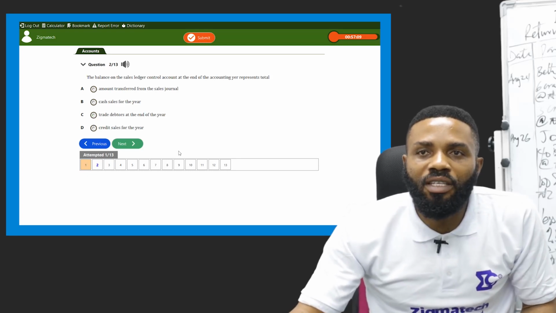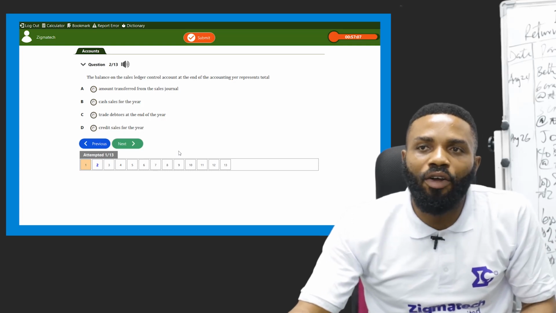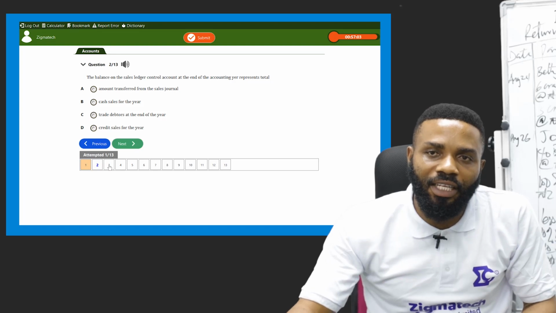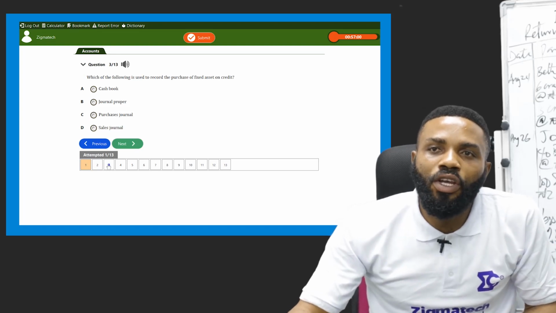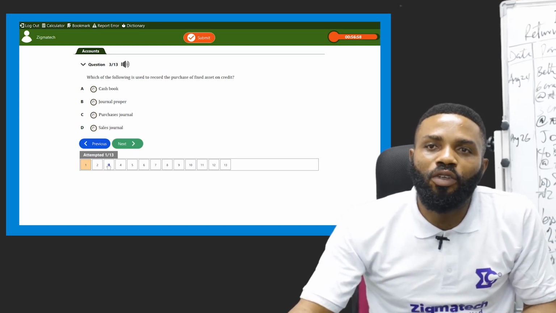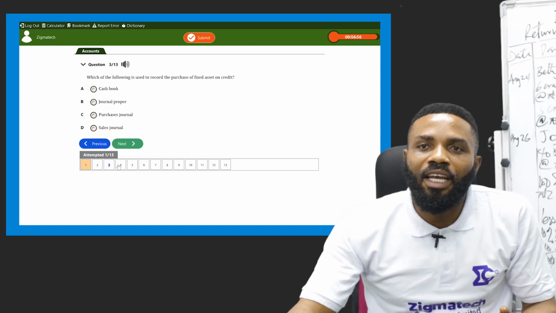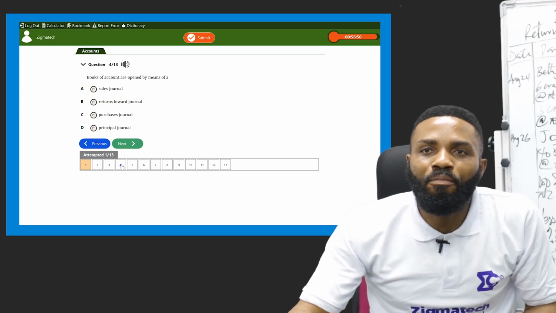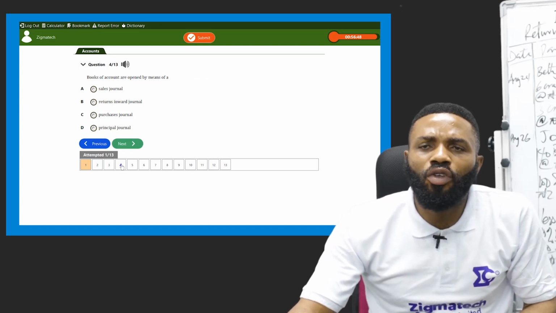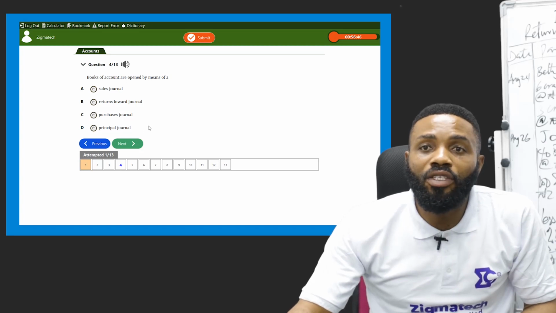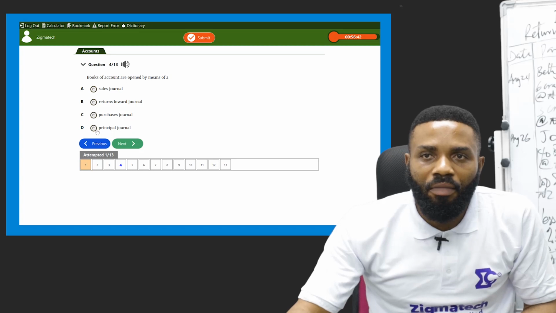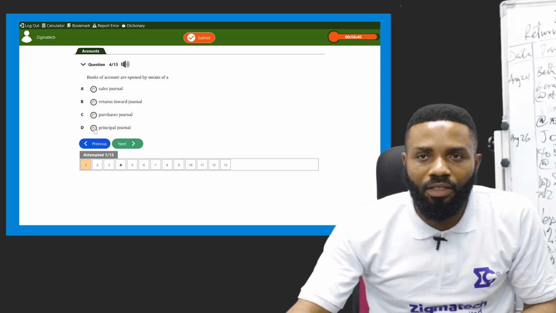The balance on the sales ledger control account at the end of the accounting year represent, this is for sales ledger. Which of the following is used to record purchase of fixed asset? I have said it. It is journal proper. And then we have, books of account are opened by means of what? By means of principal journals.